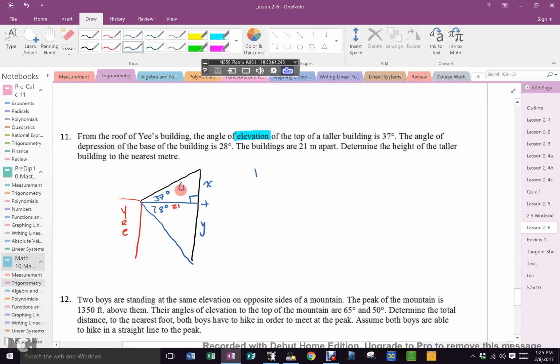So, in triangle 1 and in triangle 2. In triangle 1, do I have a theta? What is it? 37. I have an adjacent of 21, and I need an opposite of x. So I'm going to use tan 37 equals opposite x over adjacent 21. Parm, is this multiply or divide? Multiply. Why? Denominator's number. So this is going to be 21 tan 37.